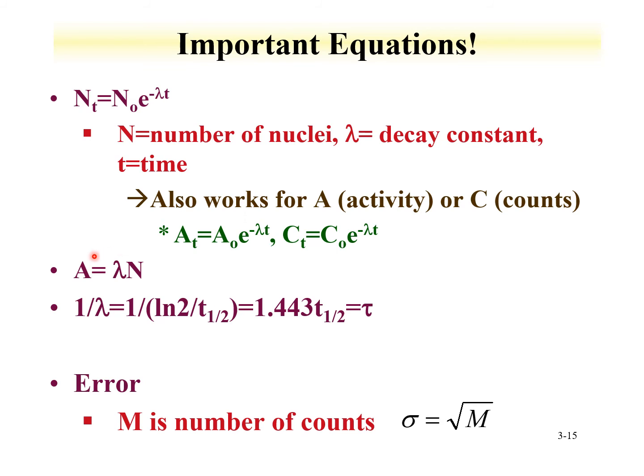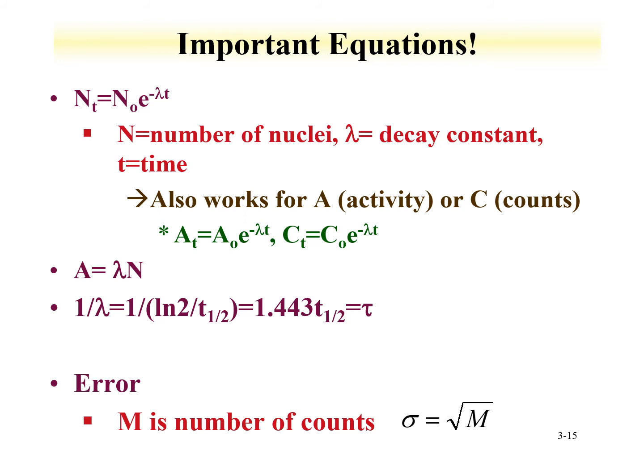We also have lifetime, which is the average lifetime of an atom, 1.443 times its half-life. And if you think about it from the decay, half the atoms should decay within 1 half-life, but within 2 half-lives, 25% should still be there. So the average atom is going to live a little bit longer than the half-life.